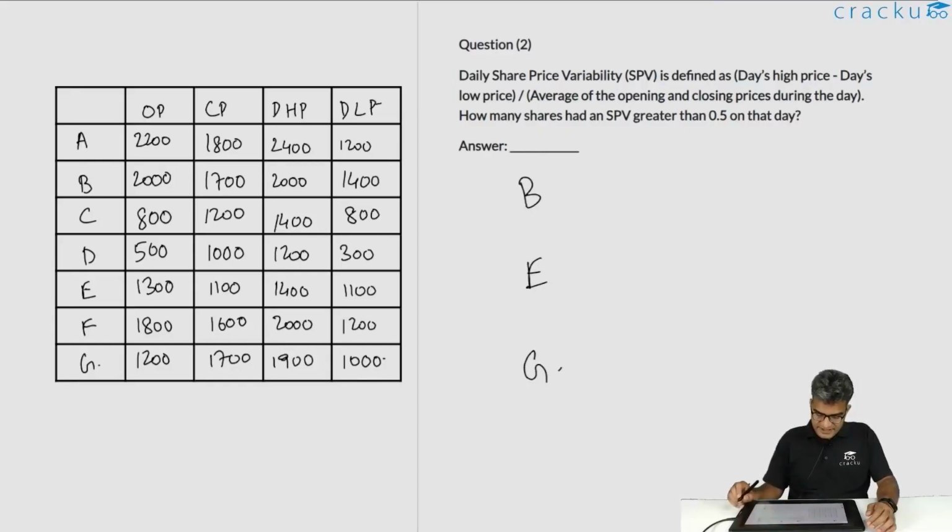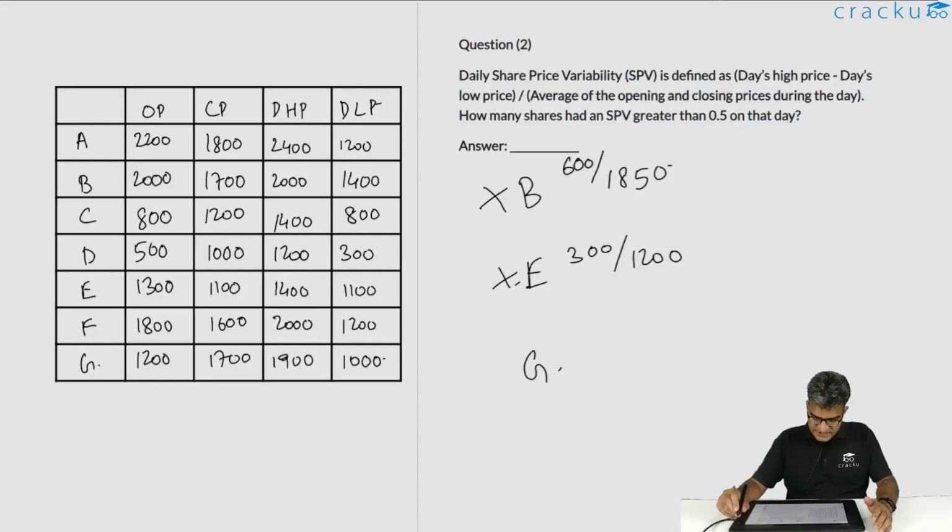For B, it is 600 divided by the average, which is 1850. The average of 2000 and 1700 is 1850. So this also is not greater than half. For E, it is 300 divided by the average of 1300 and 1100. The average will be 1200. This also is not greater than half.